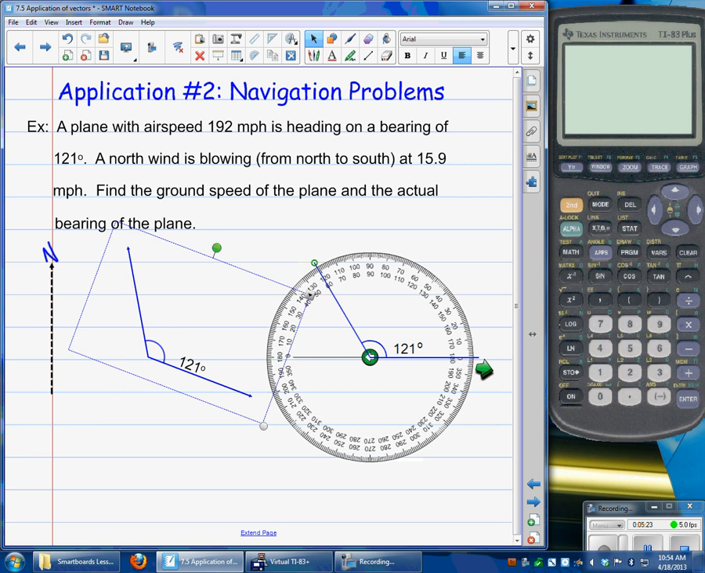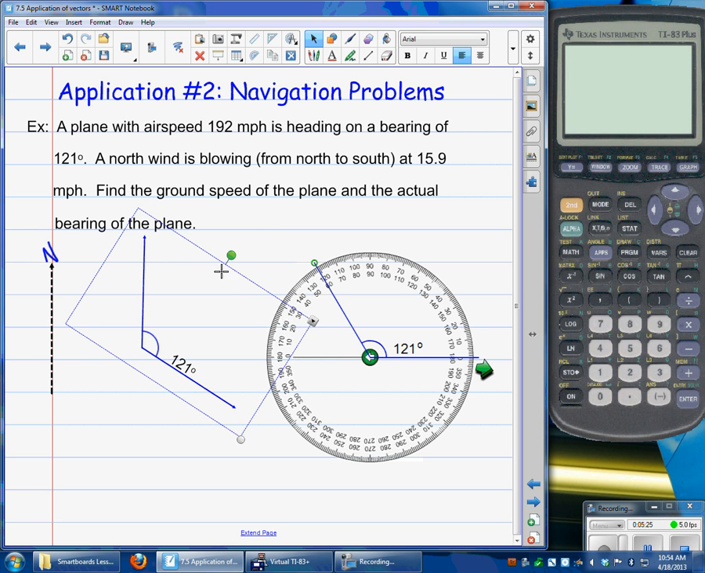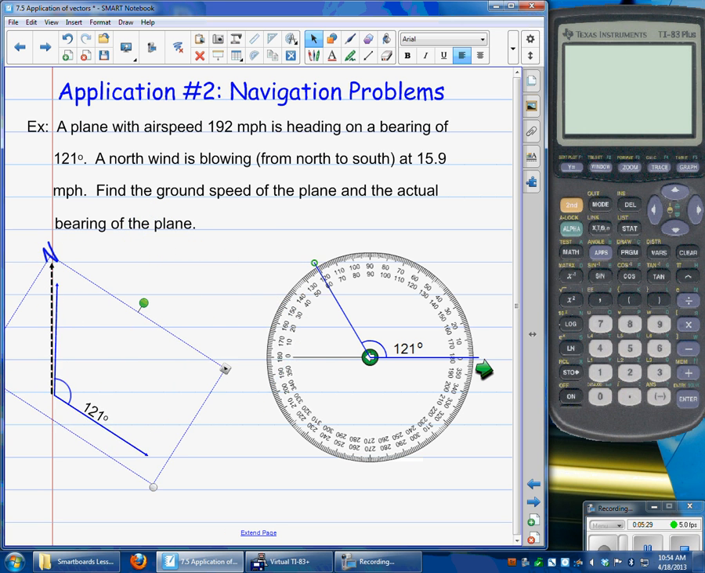Okay, so our due north line, we want to put one edge of that angle on the due north line, and the other one is where our plane would be sitting. So we'd kind of assume that our plane is right here at the moment. All right, and then again, that angle there is 121 degrees. All right, so that's the airspeed.